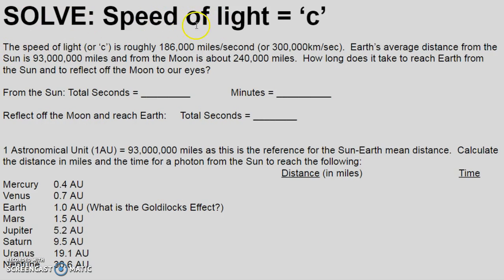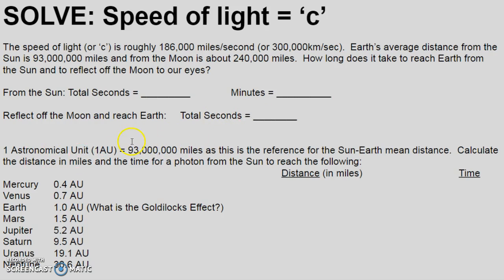So here we can do some calculations of the speed of light. The speed of light is roughly 186,000 miles per second, which is about 300,000 kilometers per second. Earth's average distance from the sun is 93 million miles, and from the moon is 240,000 miles. So how long does it take light to reach the Earth from the sun, and then how long does it take to reflect from the moon to our eyes? So you can do these calculations. You can do the calculation for how much time it takes light from the sun to travel to us in seconds and in minutes, and how much time it takes light to reflect off the moon and reach our eyes.